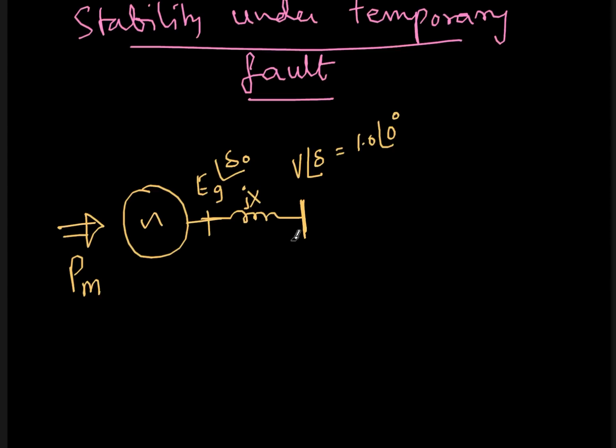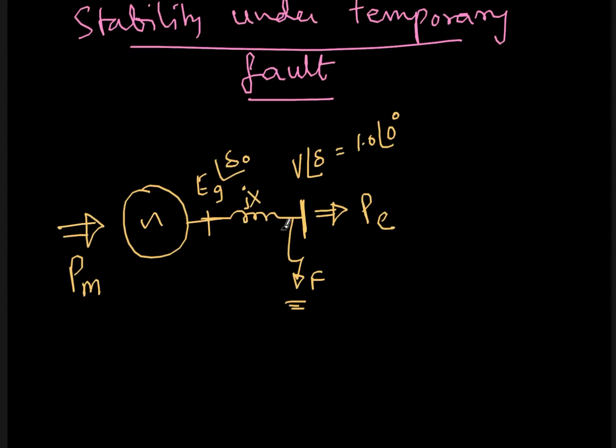Now there is a fault here on this bus. When the fault is not happening, some electrical power PE is entering into the grid. PM, mechanical power, is entering into the machine, and for simplicity, I have not considered any electrical losses because of the resistance and so on. So PM and PE will be equal, and the power is being transferred here.